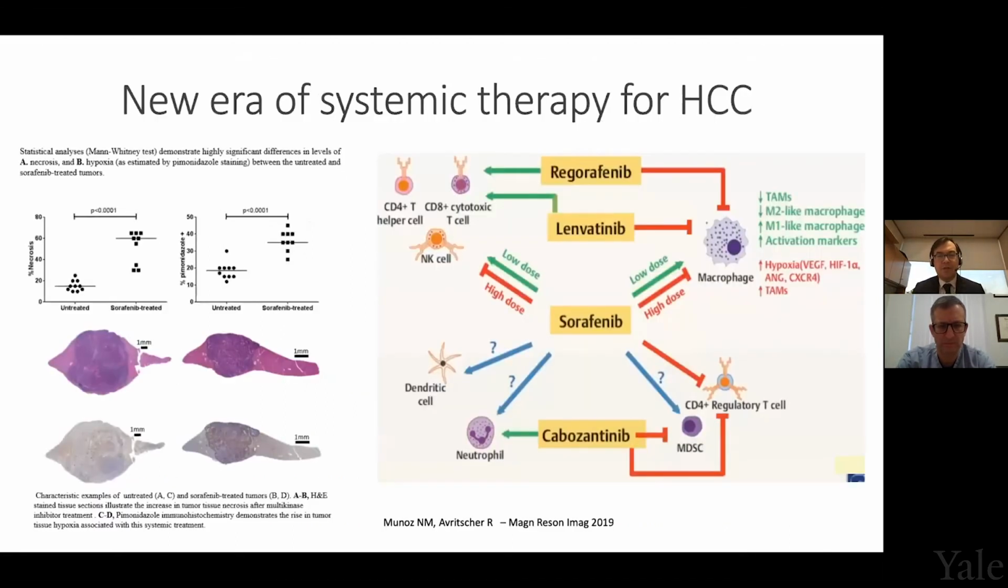It's important to stress that even before those two agents, when we only had sorafenib, sorafenib alone also has a broad range of effects, but it does block VEGF. This is just to show an experiment that we did years ago, that sorafenib does increase hypoxia in these tumors, and just like some of these other agents that we are going to discuss, provokes some level of immunosuppression.